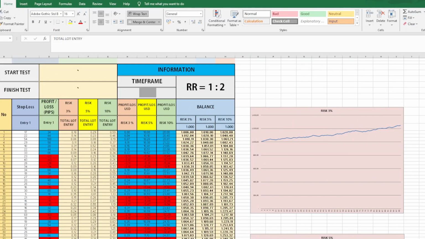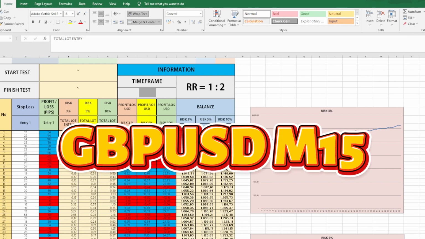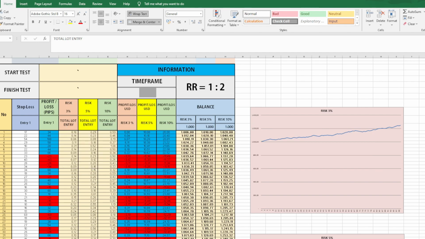1. If you use this compounding entry data table, you only need to fill in the number of pips for stop loss, the number of pips for profit, and the initial capital. For detailed instructions on how to fill it out, please refer to the video description or find the link provided in the upper right corner of the video. 2. The scalping backtesting was done using the GBP USD M15 pair. 3. This scalping trading strategy uses a risk and reward ratio of 1 to 2.